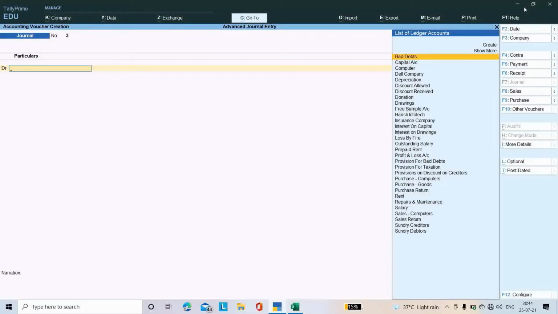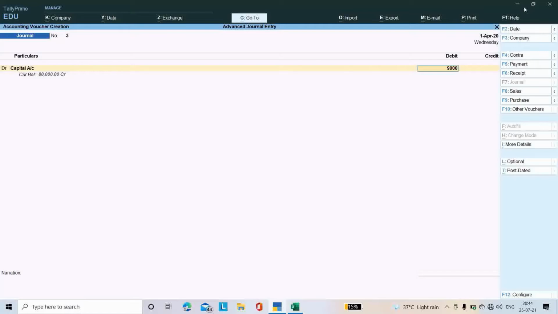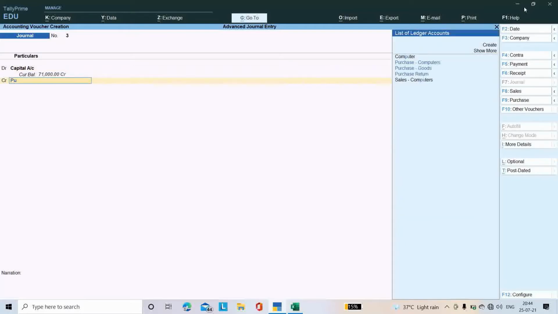You have to enter in journal voucher. Debit capital account, how much? 9,000. Credit is purchase goods account.